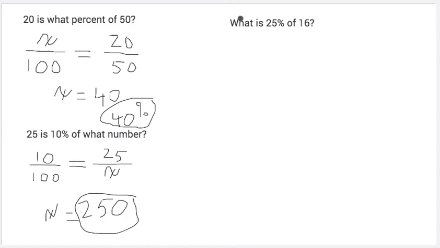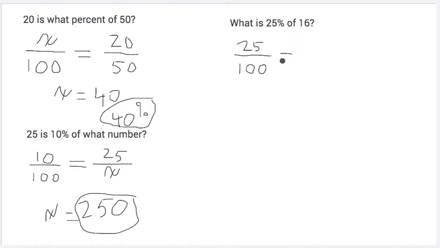Okay, the last one. Now, sometimes we look at these problems and think, oh, these are the easiest kinds because we have that of right in between these two numbers, and that means all we have to do is multiply these. We turn this into a decimal, 0.25 times 16. But let's solve this as a proportion, just to show that we can use proportions to solve percent problems in this format as well. 25%, we're going to start with our percent fraction, a number over 100, and we're given the percent, so it's 25 over 100.